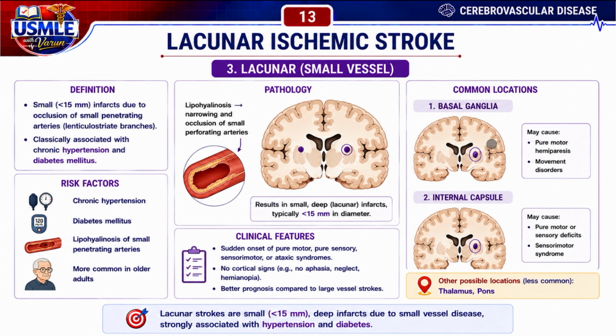Common locations of these lacunar strokes could be basal ganglia and internal capsule involvement. Basal ganglia involvement could lead to pure motor hemiparesis and also movement disorders, whereas internal capsule involvement could lead to pure motor or sensory deficits and sensorimotor syndrome. Other possible locations include the thalamus and pons.